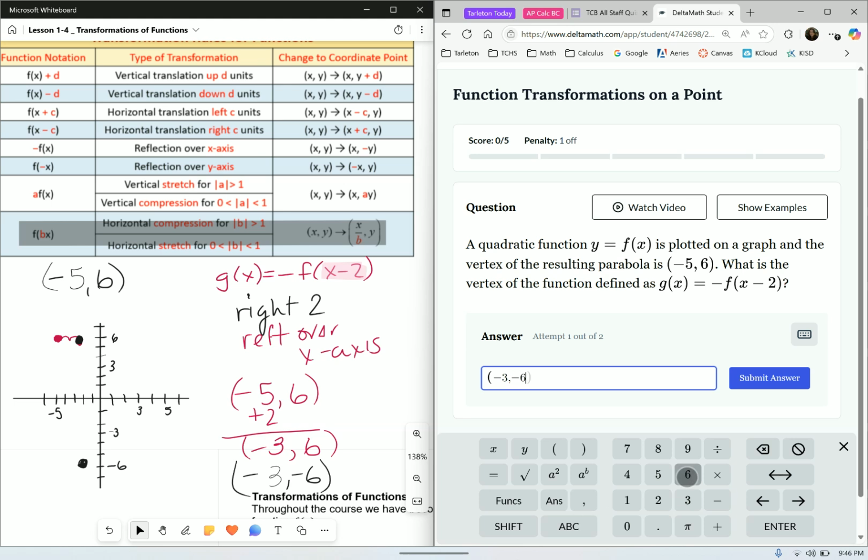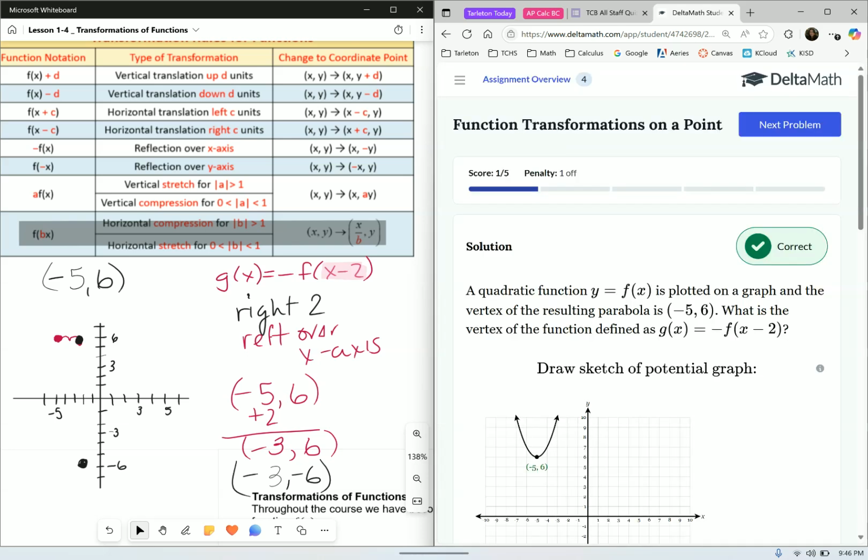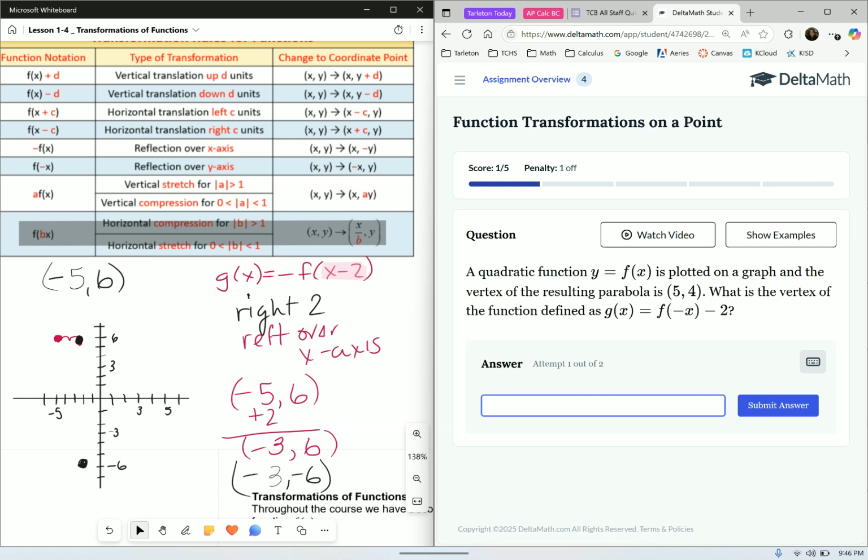-3, -6, and close the parentheses and submit. Okay, that's all you do. That is all. Hope that helps.